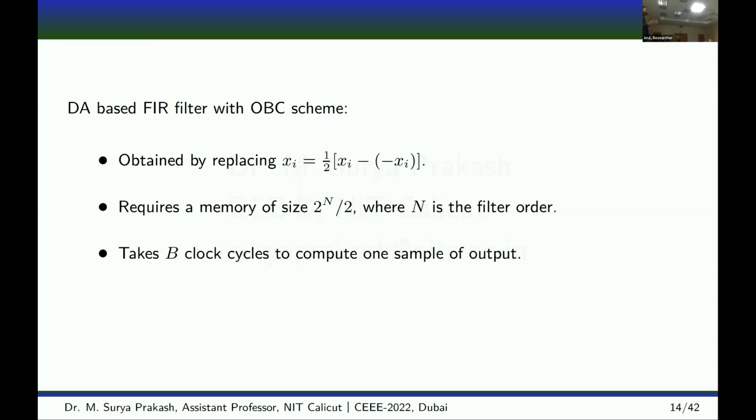So there is one more variant of distributed arithmetic called the offset binary coding scheme, and this is based on this kind of replacement: Xi is equal to 1 by 2 of Xi minus of minus Xi. The advantage of going for this distributed arithmetic variant is that the memory size requirement will be reduced by a factor of 2. The basic DA processing unit requires a memory of size 2 power n, and this requires a memory of size 2 power n divided by 2. And this also takes exactly B clock cycles.